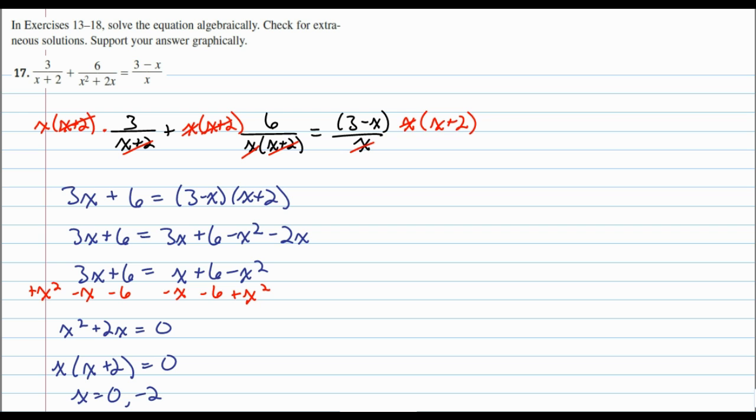However, we run into the same situation. Negative 2 makes a denominator 0. 0 also makes a denominator 0. So I have no real solutions to this equation.